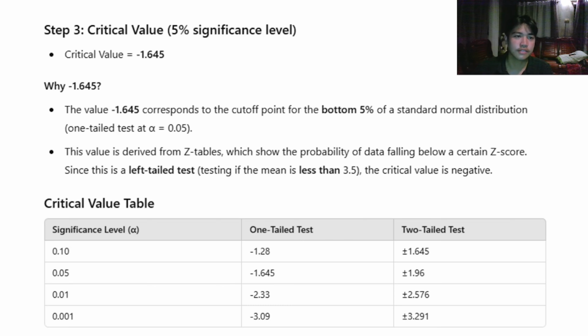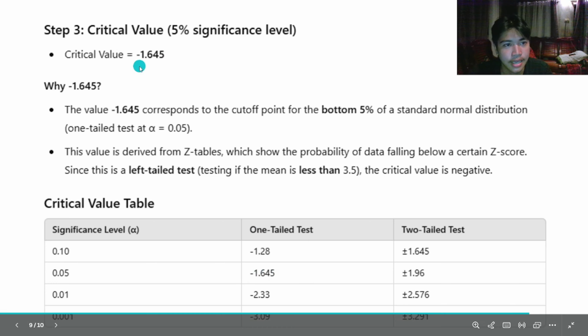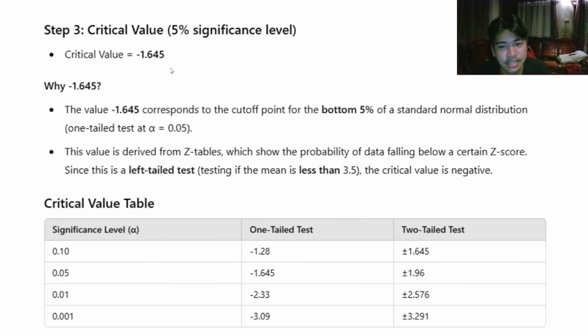Now to find the critical value, here it says 5% significance level. Therefore, we use this value at the table. As you can see, it is a one-tailed test, and it is a left-tailed test since the alternative hypothesis says that it is less than 3.5. So, I hope you got my point.